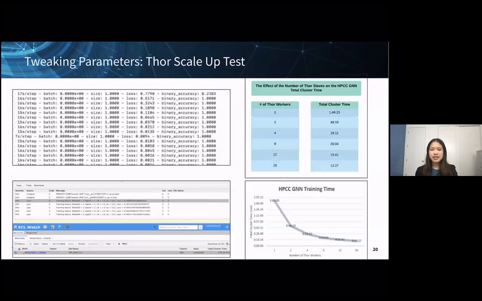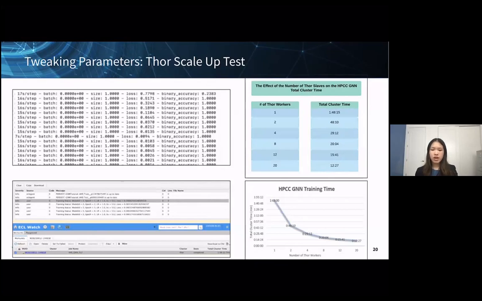The next stage of testing involved changing the number of Thor workers. So for all of these trials, a few variables were held constant. All of them used 5 epochs, with the image size being 224 by 224 by 3, and the model set to MobileNet v2. So with all of this held constant, that tells us that any change in the training time is directly attributable to the number of Thor workers that we changed.